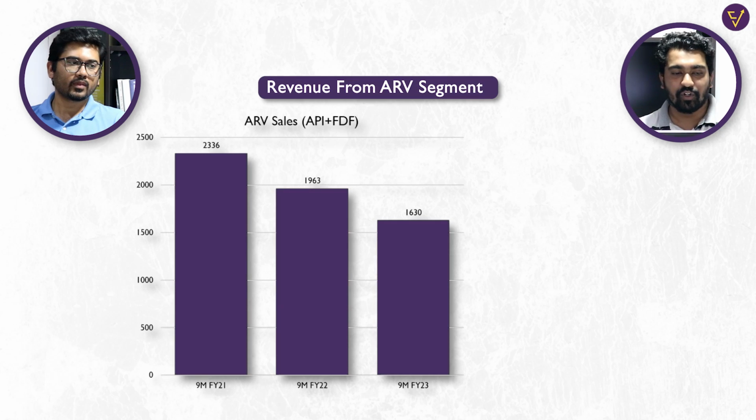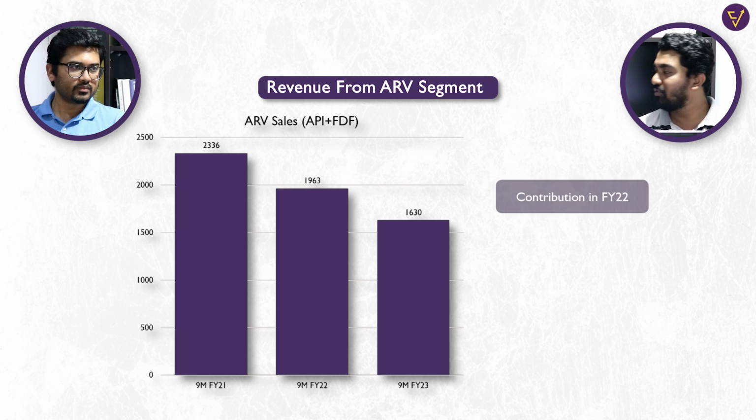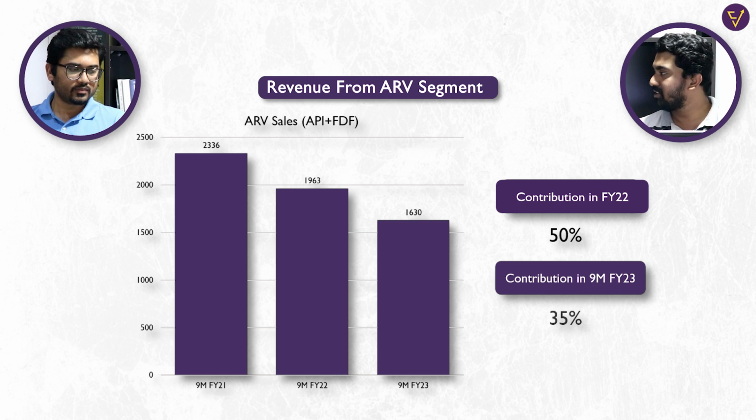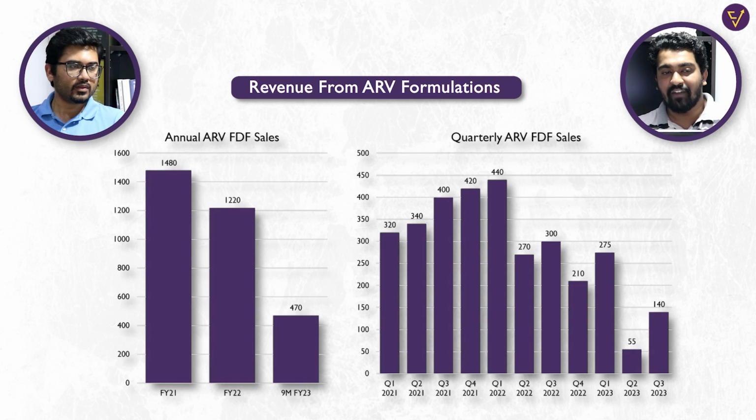So this is the revenue for the company from ARV sales. This includes the API and the FDF revenue, and this is the biggest segment of the company. In FY22, it contributed about 50% of their overall revenues, whereas in 9 months it has been 35% because of the pricing scenario that they are seeing right now. The FDF sales have declined 53% on a 9-month basis. There has been a severe decline in the pricing of ARV drugs, so the company had its worst performance in Q2, where they only did about 55 crores of ARV FDF sales.